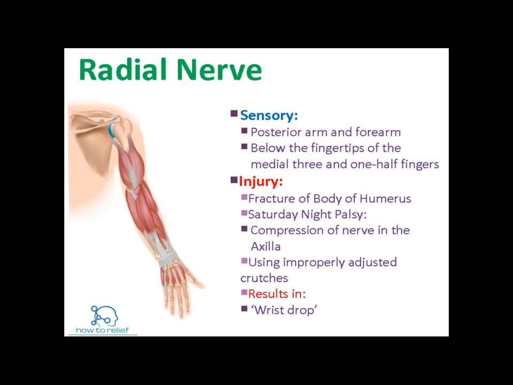The other modalities of injury are improperly adjusted crutches, especially in people who have some fractures in the lower limb and use crutches to lift their weight through the axilla. Whenever those crutches are not fitted properly, they put very high pressure on the radial nerve, and it can cause radial nerve injury, ultimately resulting in wrist drop. So those are the most important clinical anatomy points to remember for the radial nerve.